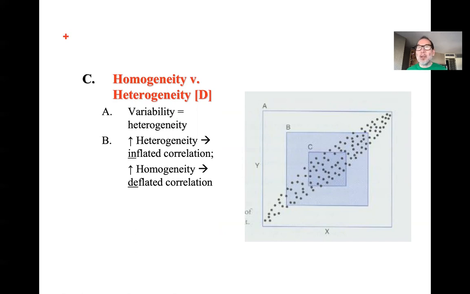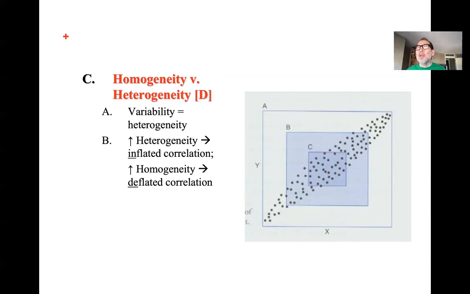Now, the other thing that will affect the correlation coefficient is the homogeneity of the subjects, all righty? When the subjects are very similar, correlations tend to be lower. But when subjects are heterogeneous, the correlation tends to increase, or it may actually inflate the score, versus homogeneity, which will have a deflated score.